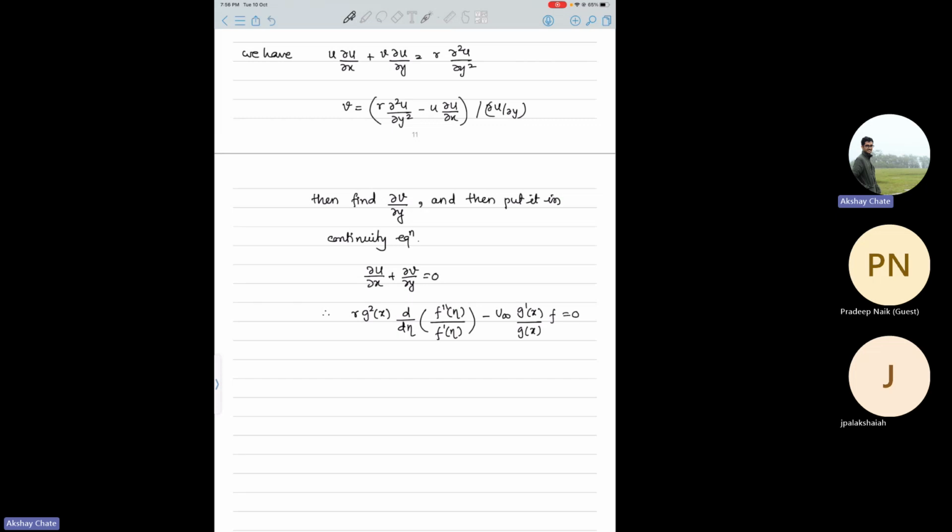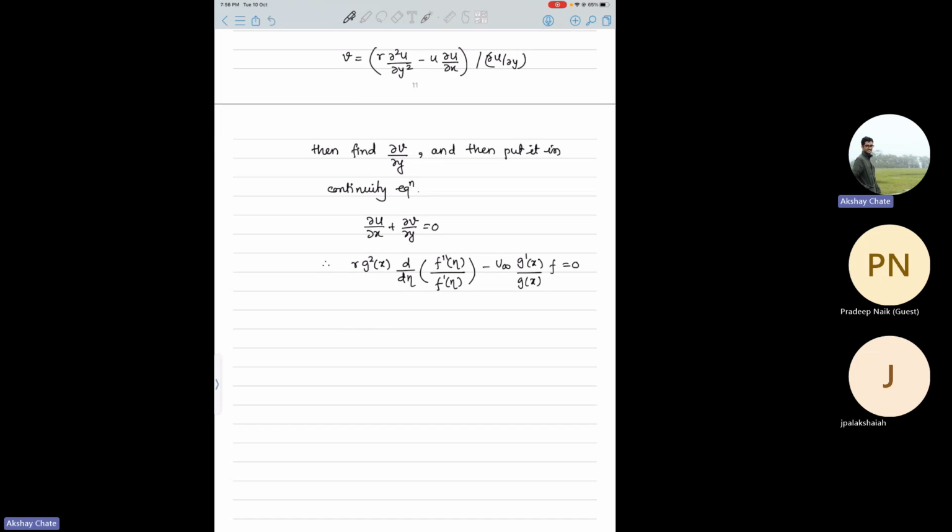This is what you get, and what you do later is the separation of variables. If you do that, you get d by d theta of f double prime divided by f prime of theta. So this side becomes only a function of f, and the other side becomes u infinity by nu, which is kinematic viscosity, g prime of x by g cubed of x. This other side is assumed to be some constant because that is the standard process to solve these equations.